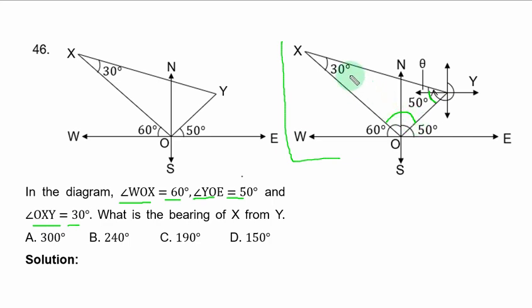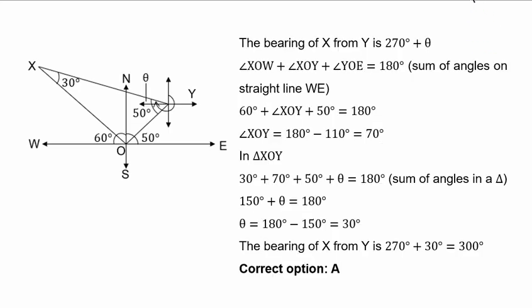So that if you add the 4 angles, that includes this remaining part now, the sum is 180. The purpose is to get theta, because the bearing is from this point to this point. That is 270 plus theta. That's the bearing of S from Y.